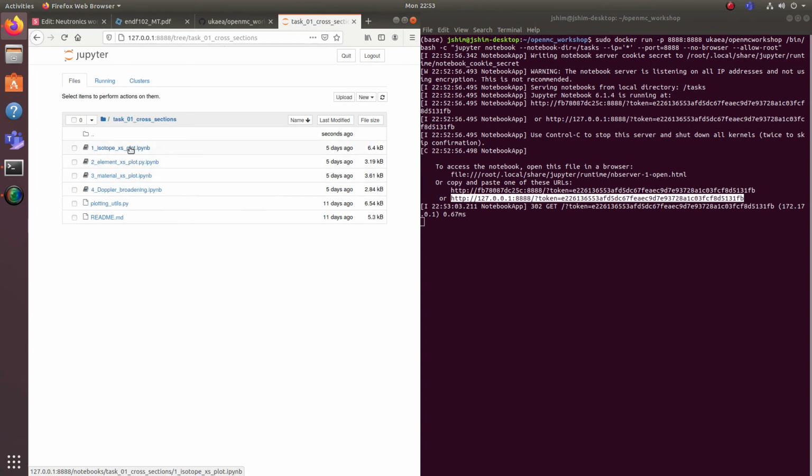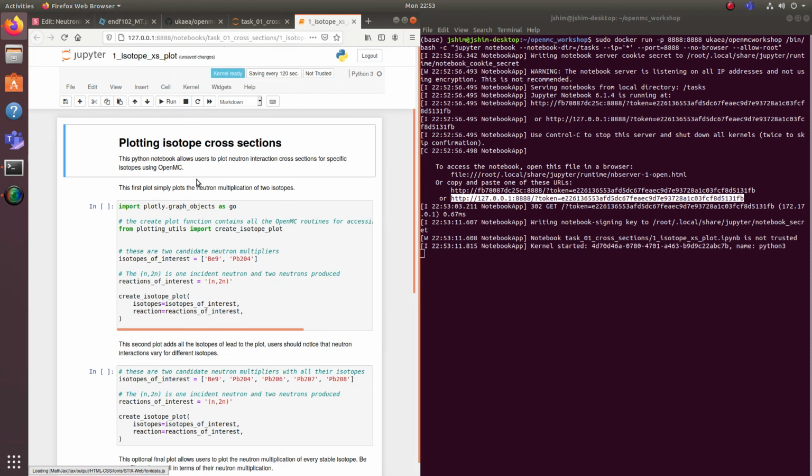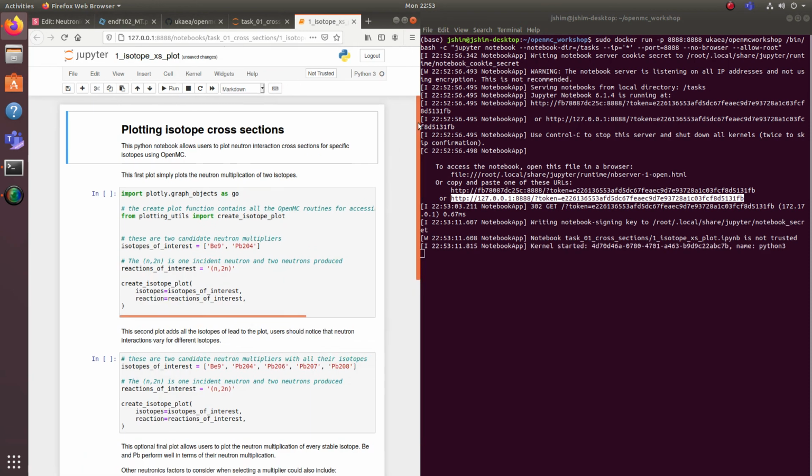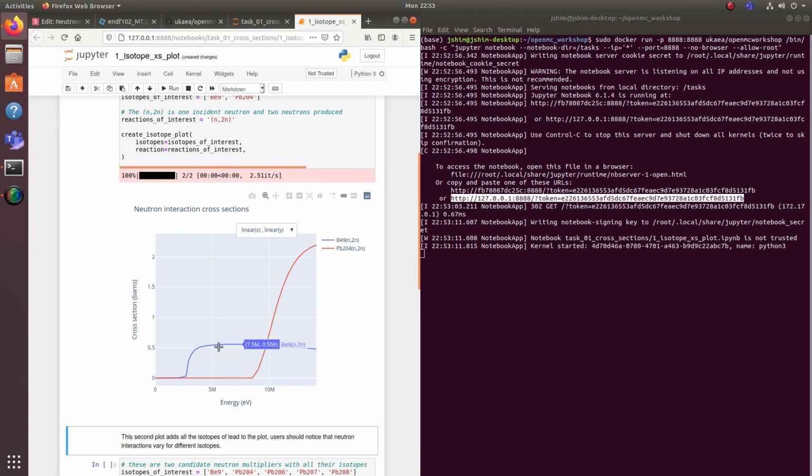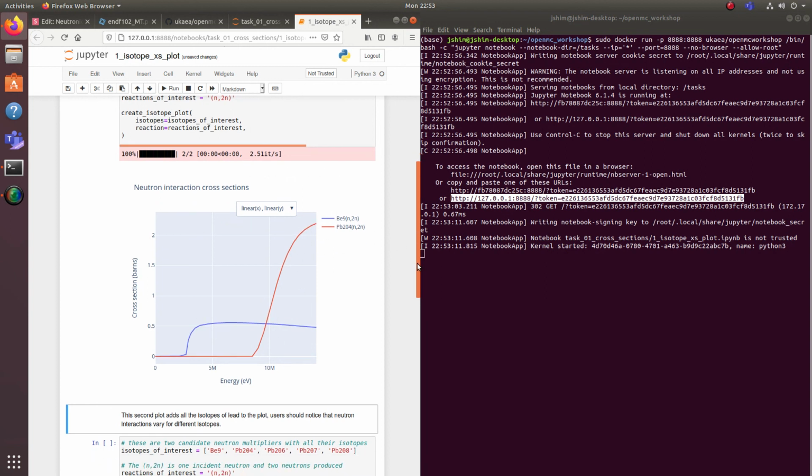So we'll start with the first part of task 1, and this workshop is simply about plotting isotope cross-sections. So this first one just plots the neutron multiplication of beryllium-9 and lead-204, two important neutron multipliers. So we run this by pressing Shift and Enter, and we can see they have cross-sections measured in barns, and they're a function of energy. So beryllium has a lower threshold, but lead has a higher probability if you've got enough energy.